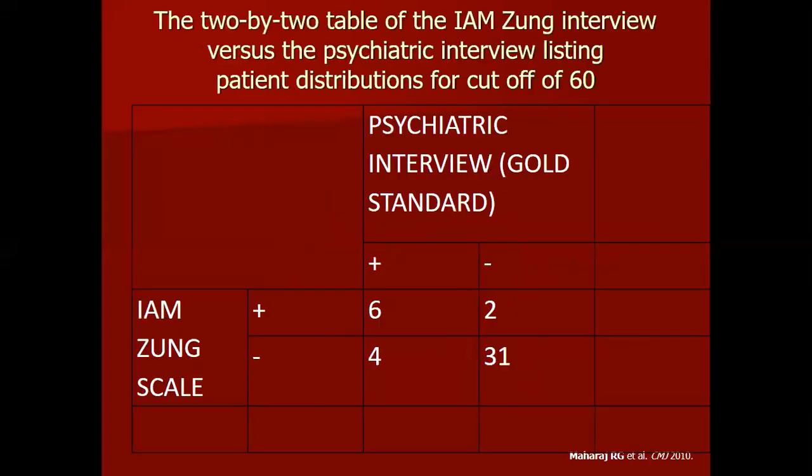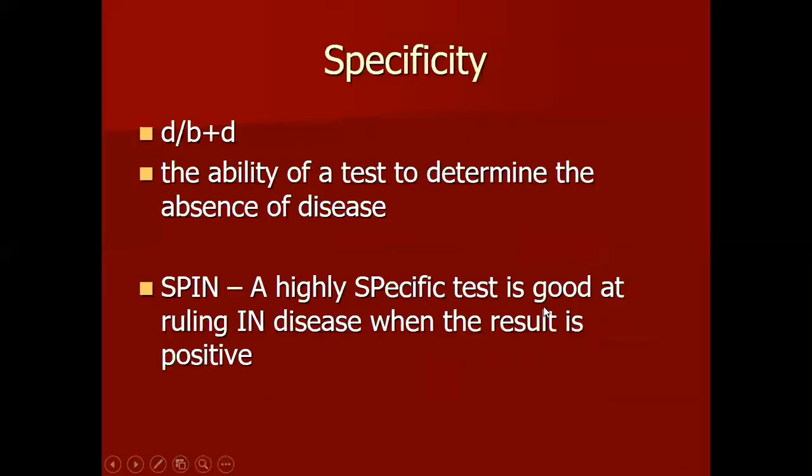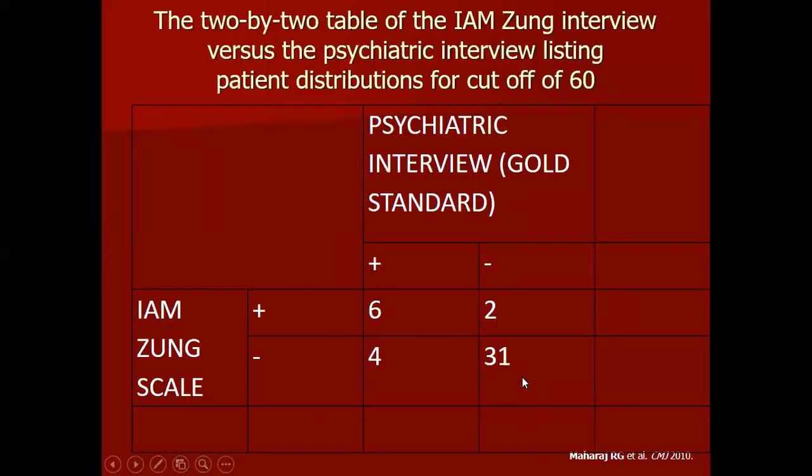So if we go back to this example, now we'll calculate specificity. We said specificity is D over B plus D. So in this example, D would be 31. B plus D is 33. So 31 over 33, worked out, I think, about 97%, maybe 94%, right? So that means this test is really, really specific.